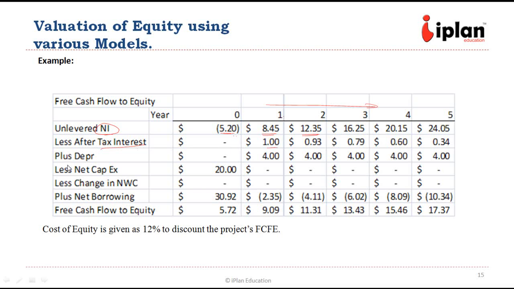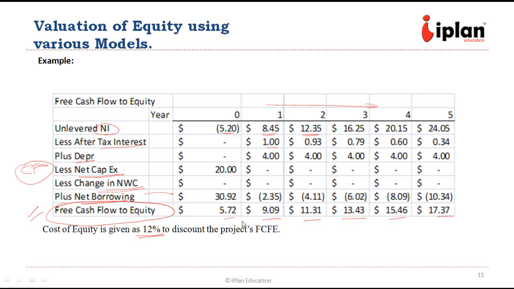We add the depreciation in order to find out the cash flow from operating activities. Then we subtract net capital expansion for all these years and change in net working capital. Then we add net borrowings, and finally we get free cash flow to equity. So for all these years we are going to have this free cash flow to equity, and then we can discount it at cost of equity.